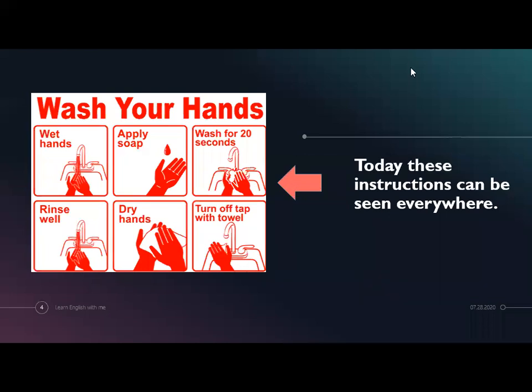So in the present situation, you should have seen this kind of instruction, like how to wash your hands. So what will you do first? You wet your hands, apply soap or any kind of hand wash liquid, wash for at least 20 seconds, then rinse well, dry hands, and finally turn off the tap with the towel. So look at each instruction, each kind of imperative, all of them begin with a verb, and you are not able to see any other auxiliaries at the beginning. So this is the pattern.